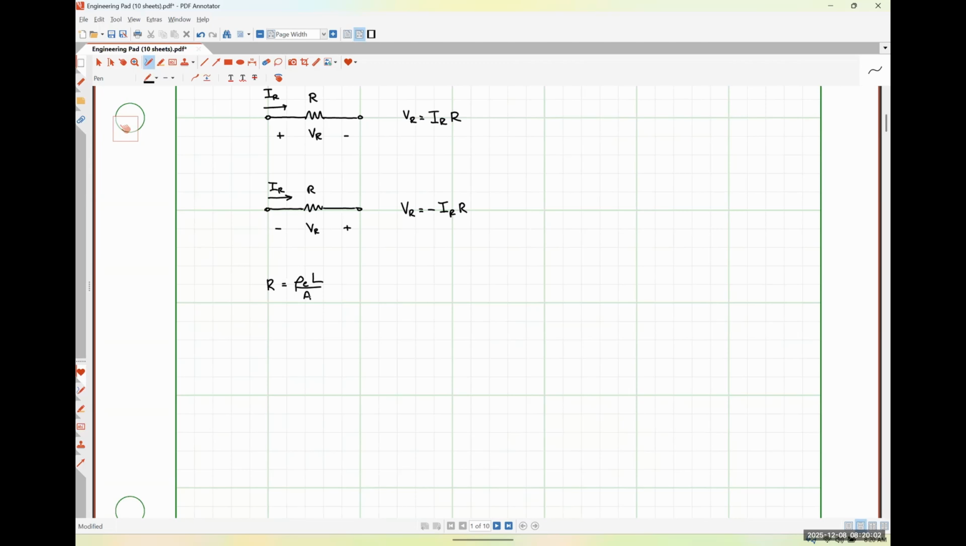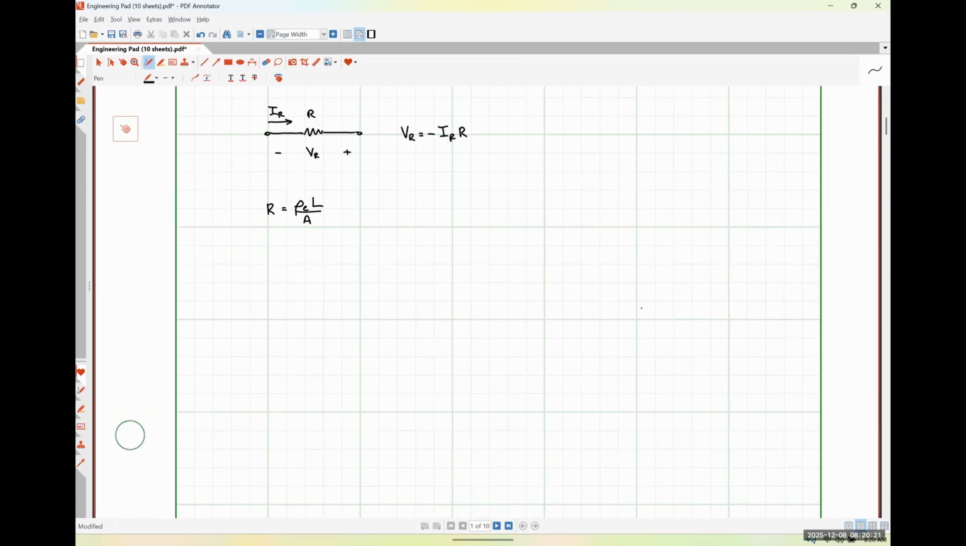I want us to take a moment and figure out what the resistance of a long piece of wire is, because we've been making an assumption in all of our previous classes that we can treat wires as if they are a short circuit, meaning that they have no resistance. And I want to explain why we get to do that. So let's say that I have a very long section of wire.